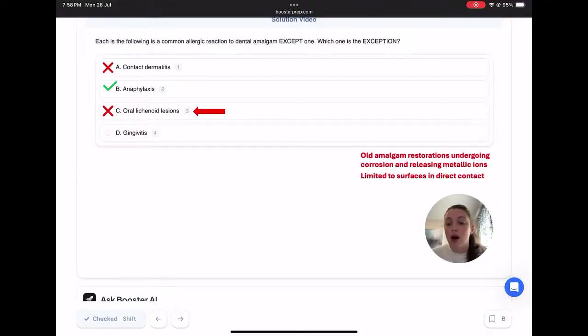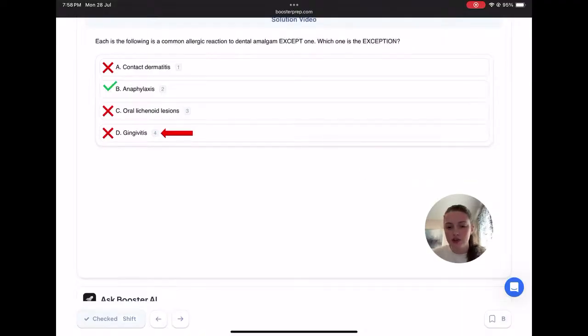Although I said this is another common allergic reaction to amalgam restorations, I want to point out again that this is with old amalgam restorations. This is not you place it and then you get a reaction. This is an amalgam restoration that a patient has had for a while. So it's an important detail to differentiate it from other common allergic reactions to dental amalgam.